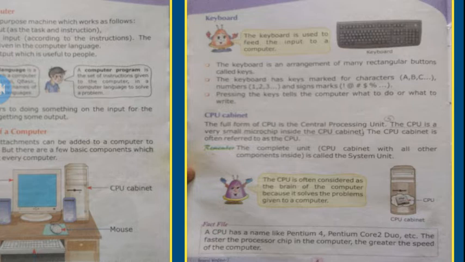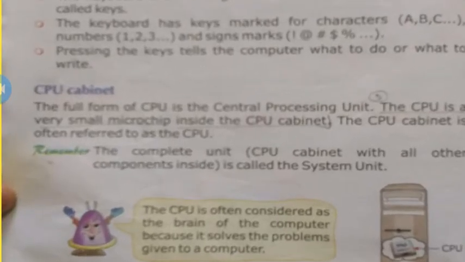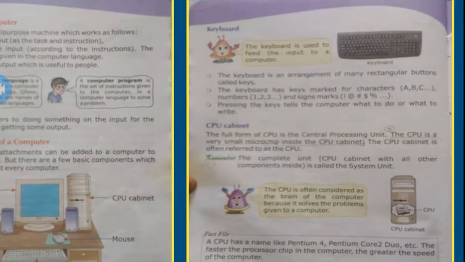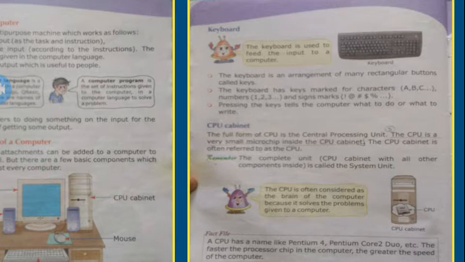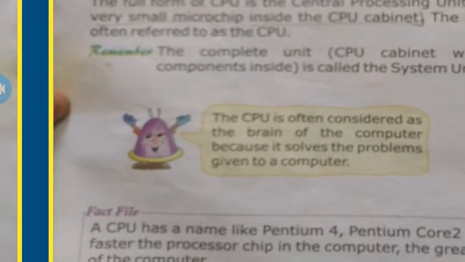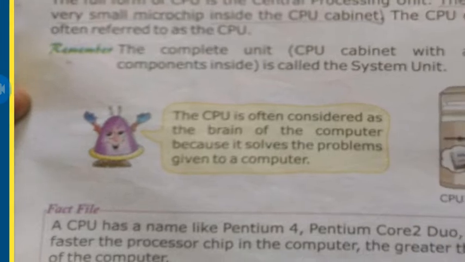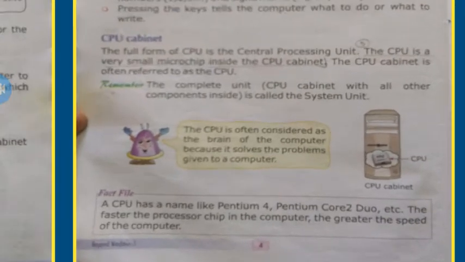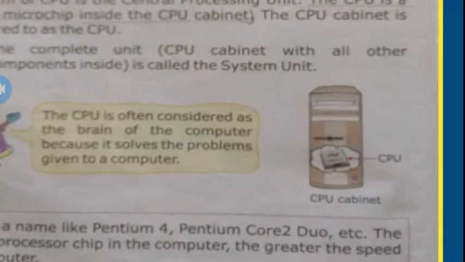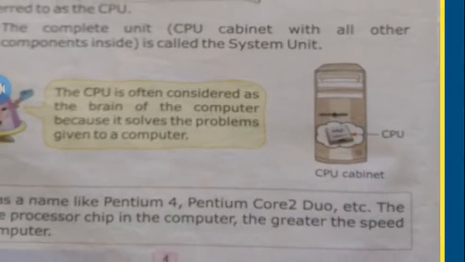The full form of CPU is Central Processing Unit. Clear, students? The CPU is a very small microchip inside the CPU cabinet. The CPU cabinet is often referred to as a CPU. The CPU is often considered the brain of the computer because it solves the problem given to a computer. See, students, one cabinet is there. That is not the CPU, that is the CPU box, and the CPU is a small chip which is fixed inside the CPU box or CPU cabinet. Clear?